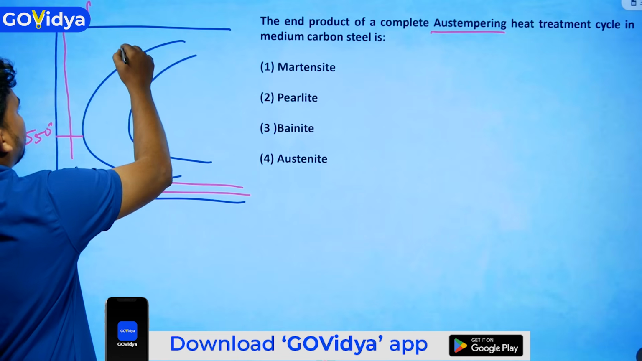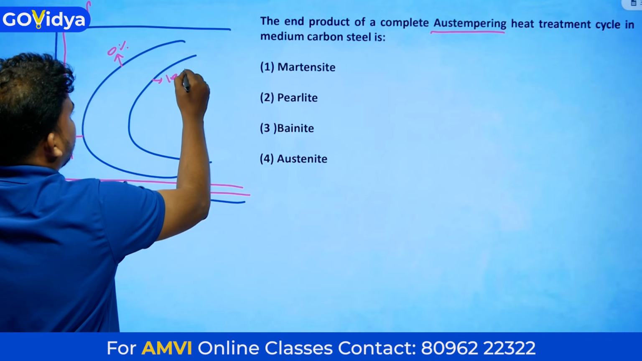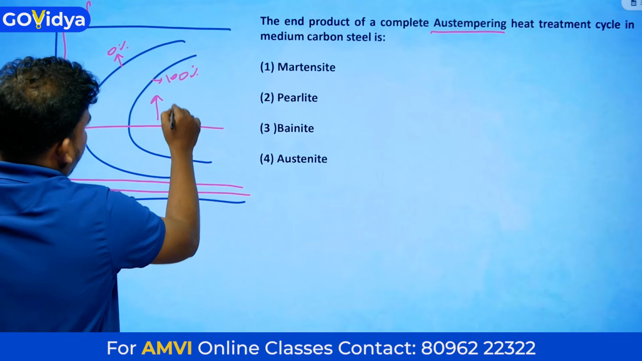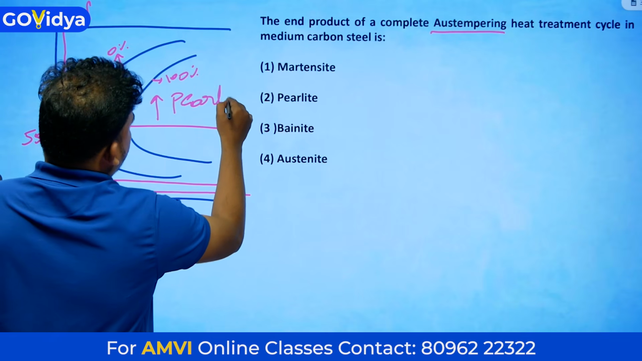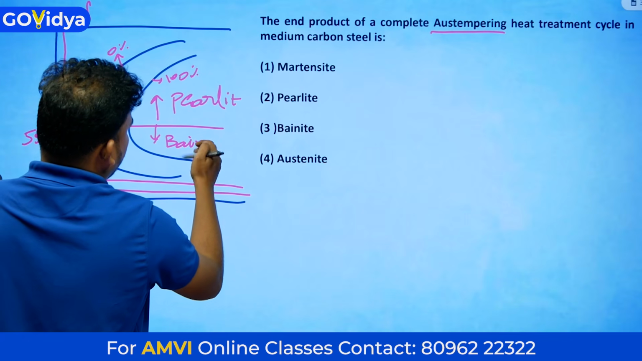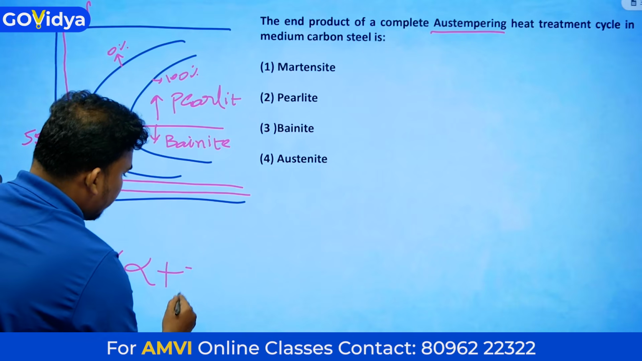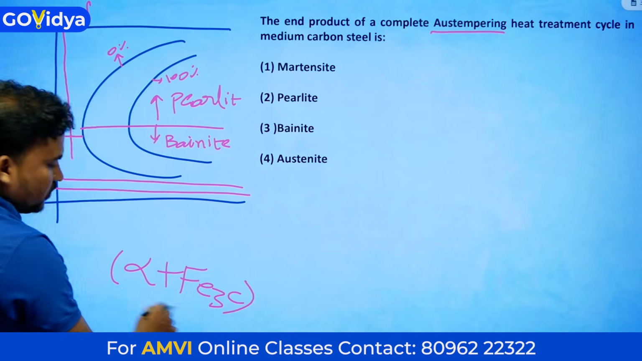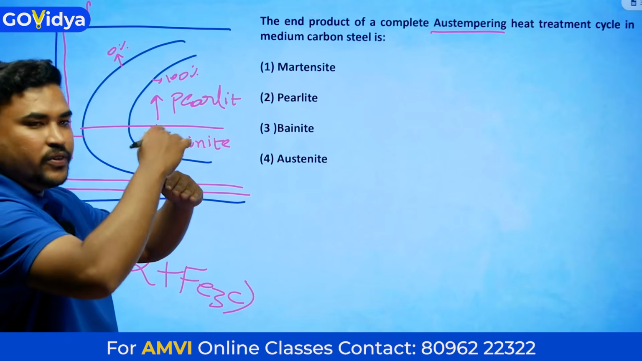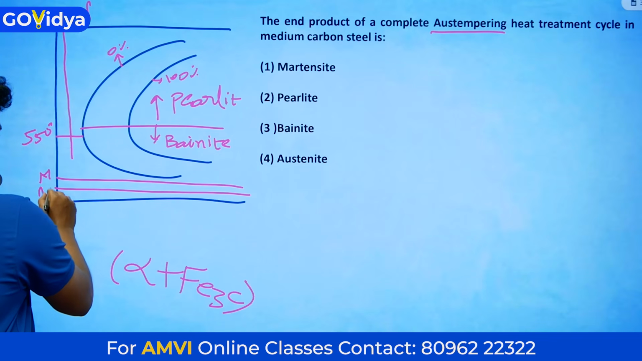Here there is 0% decomposition of the pearlite, and here 100% decomposition of pearlite. Above the nose there will be pearlite, below the nose there will be bainite. Both are mixtures of alpha plus Fe3C only, but their microstructure is different. In pearlite, the microstructure is alternate layers of alpha and Fe3C. In bainite, there is a needle-like formation of alpha in an Fe3C matrix. This is the martensitic start line, this is the martensitic finish line, the MS line and MF line.